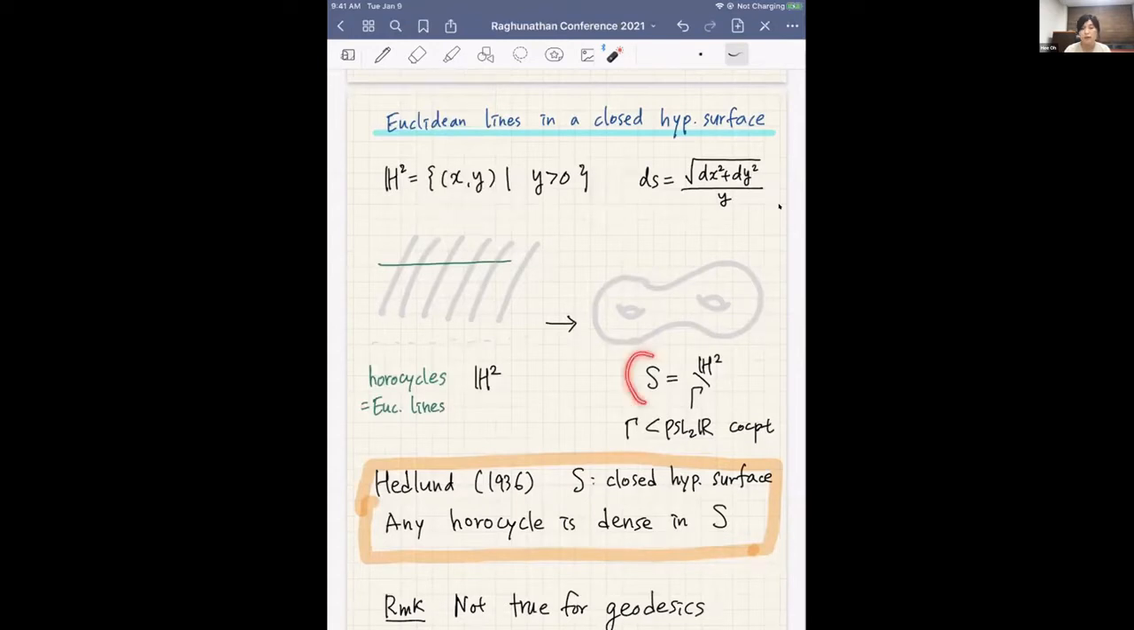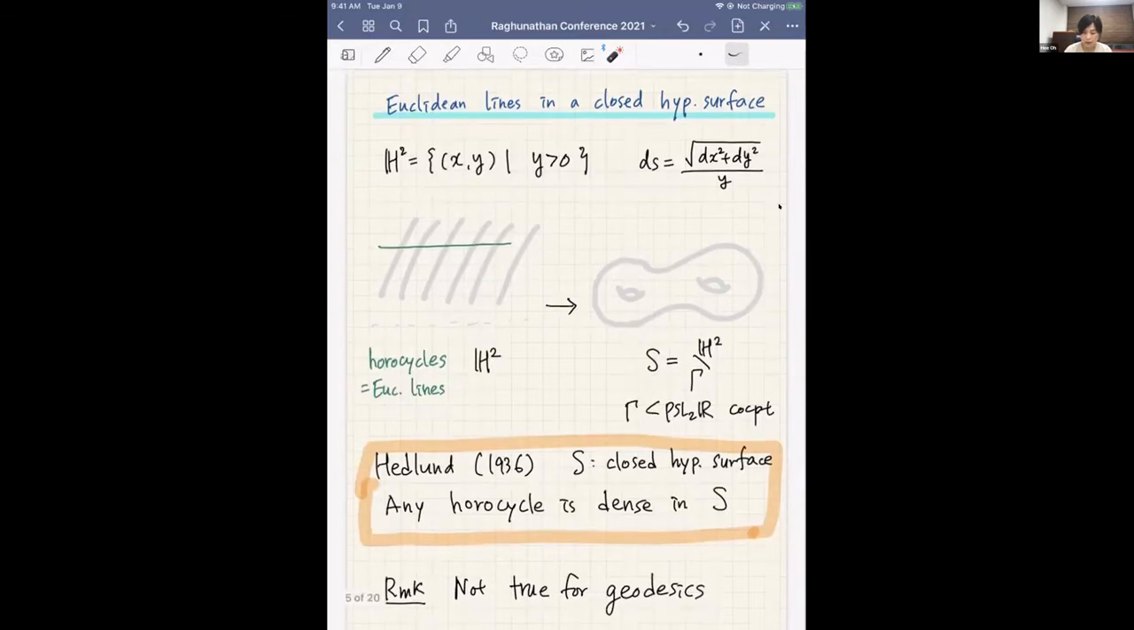And S is closed precisely when gamma is a co-compact lattice in PSL2R, so that we have the quotient surface, a compact surface. Okay? So now I have a closed hyperbolic surface S, and by a holocycle in S, I simply mean the projection of this horizontal line or holocycle in H2 under this quotient map. Okay. So the question, analogously as before, is: what are the closures of these holocycles in S?